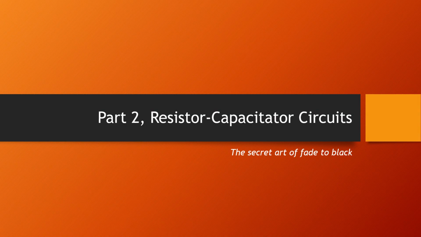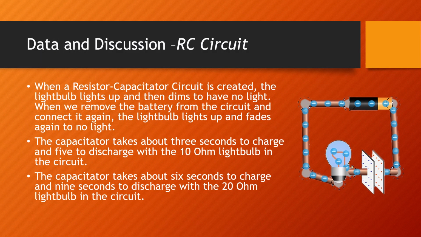All right, on to part 2, resistor capacitor circuits. RC circuit. When a resistor capacitor circuit is created, the light bulb lights up and then fades to nothing. And when we remove the battery from the circuit and connect it again with only the capacitor as the power source, the light bulb lights up again and fades again to no light.